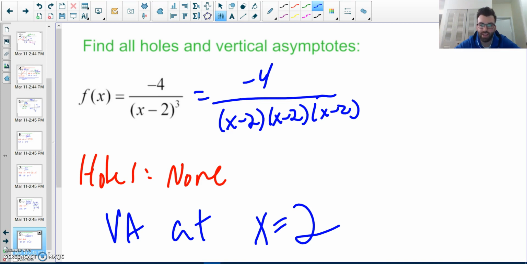So first thing is factor. Second thing is think about the domain. Third is cancel any factors if you can and find your holes. The fourth thing you want to do, look at your leftovers. Look at your denominator, see if there's still any problems, and then write your vertical asymptotes. So that's factor, think about your domain, cancel, look for any more issues in your denominator for your vertical asymptotes.